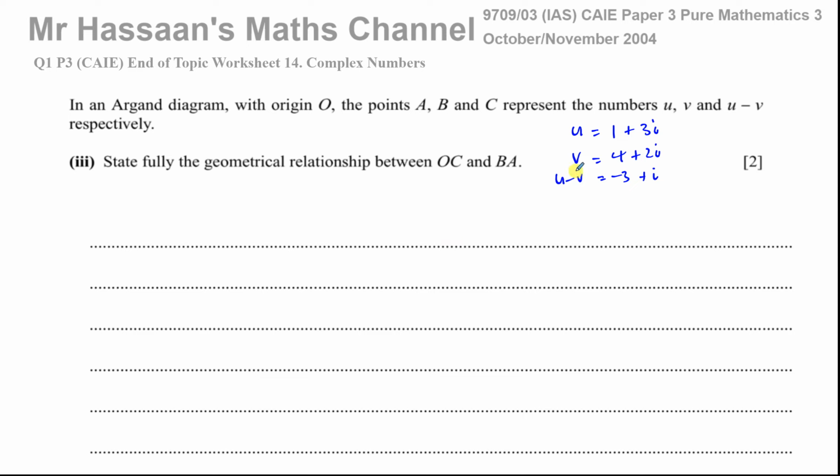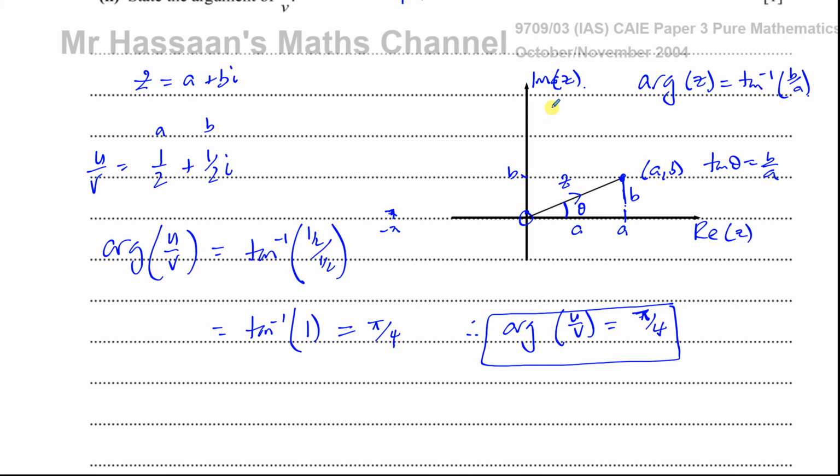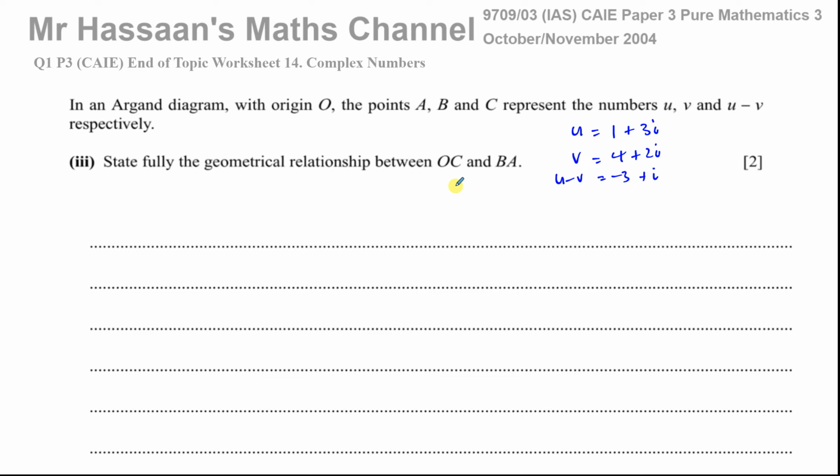Okay, so basically that's what this is called, which I failed to mention. This is called an Argand diagram. When you have these pair of axes, that's actually the proper name for this, an Argand diagram. All right, so what we're going to do now is draw one for these actual complex numbers that we're given. It says, with origin O, represent the numbers u, v, and u minus v, respectively.